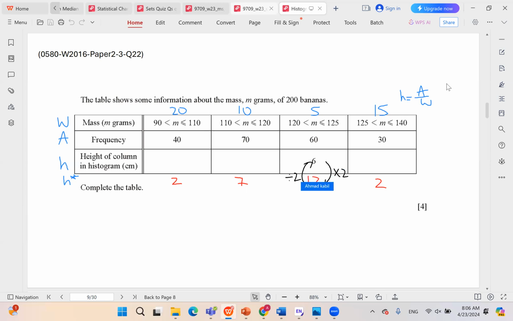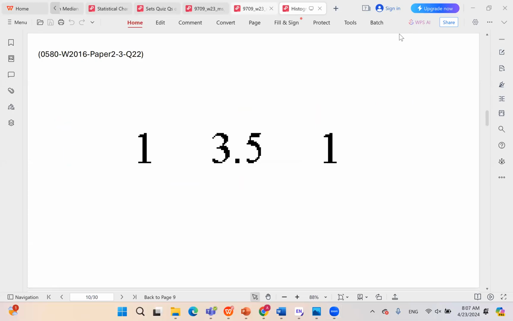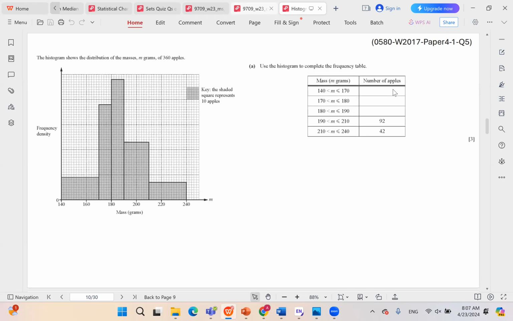So we have to apply the same ratio to all our values. So I'm just going to divide by 2, and I'm going to put here 1. I'm going to divide by 2 here as well. So I get 3.5. And here I get 1 as well. So the answers are 1 and 3.5 and 1. And these are the correct answers. So we move on to the next question.